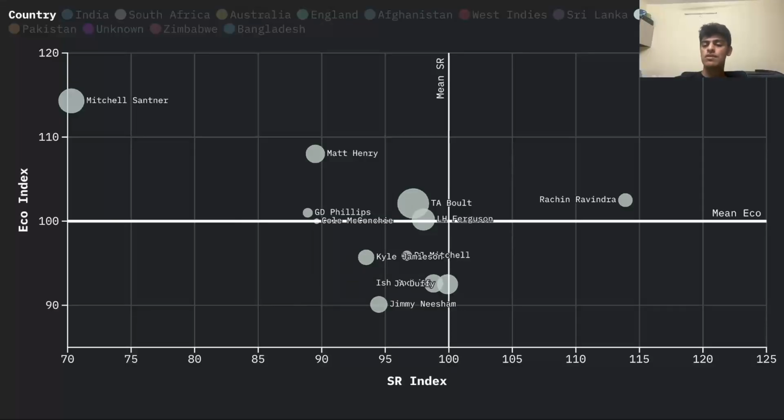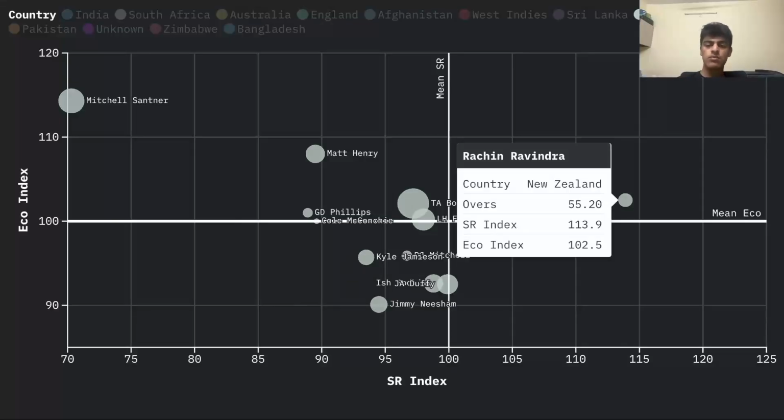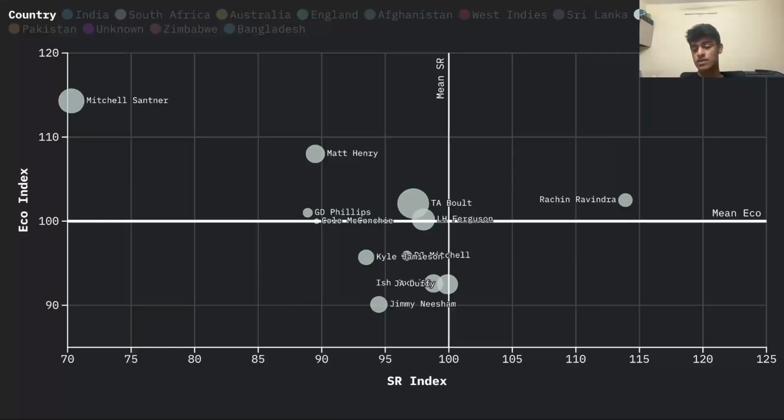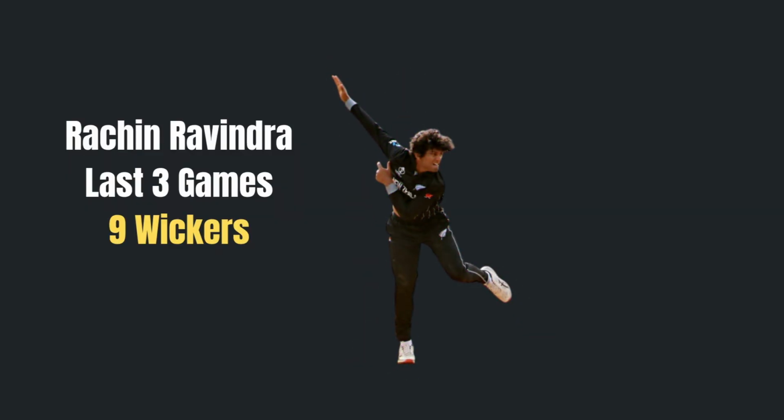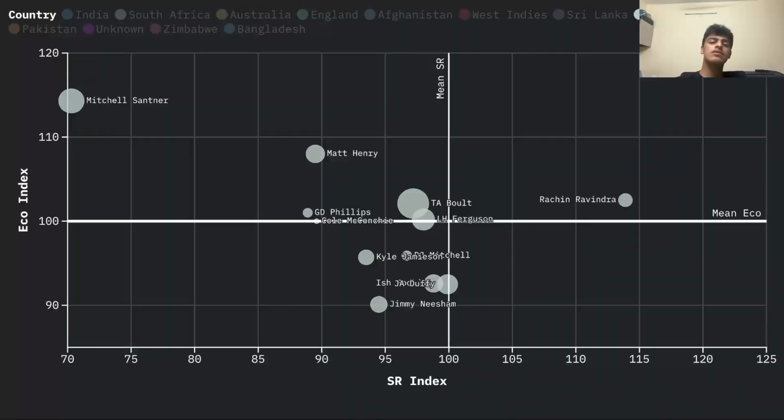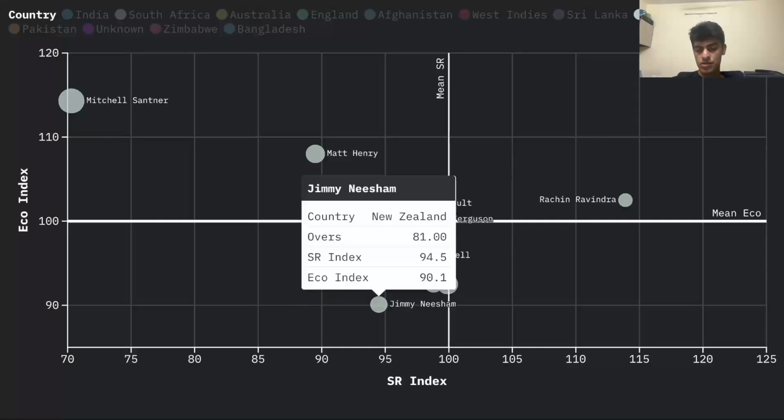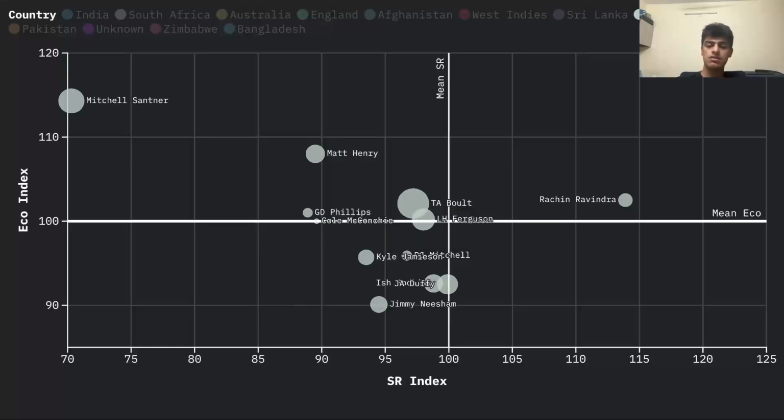The only bowler who has a strike rate index of above 100 is Rachin Ravindra. Now, this might be a surprise to most of you, but Rachin Ravindra has picked up a lot of wickets in this T20 World Cup, and the form is really what's pushed him all the way here. I don't think New Zealand can rely completely on Rachin Ravindra to help them pick all of their wickets. They're still going to need a lot of help from their full-time bowlers, which is your Mitchell Santner, Matt Henry, and Lockie Ferguson. Other all-rounders like Jimmy Neesham and Daryl Mitchell find themselves in this quadrant.